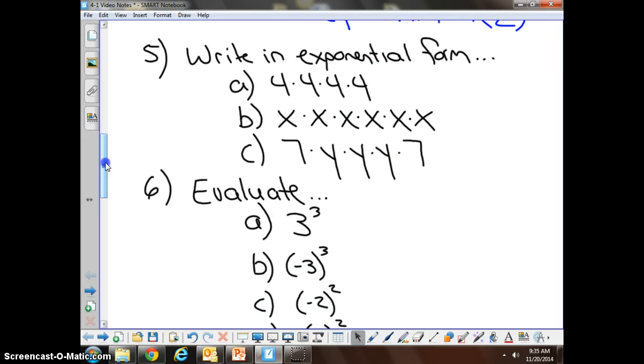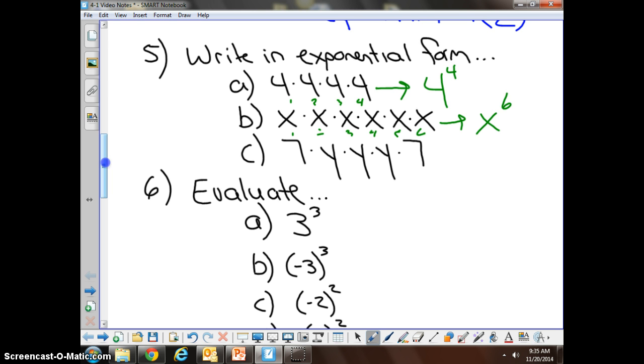Skipping down, number 5. Write the examples in exponential form. I'm guessing this is review for most of us, but we have 4 times 4 times 4 times 4. We have 1, 2, 3, 4 4s. So our base is 4, and we're going to multiply it by itself 4 times. In this case, we're just using exponents. We got 1, 2, 3, 4, 5, 6. So we have x going to be multiplied by itself 6 times.